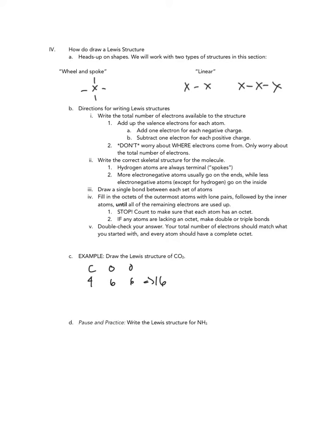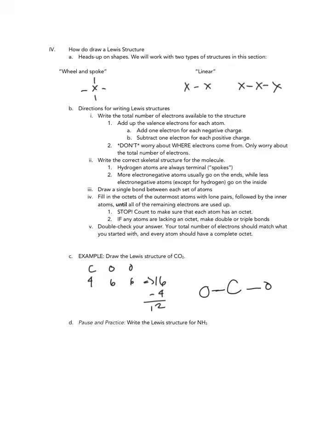Next, we write out the skeletal structure. So with the exception of hydrogen, and we have no hydrogens, we put the least electronegative atom, carbon, in the center. We put each oxygen on the outside. Then we draw a single bond between each atom. We count up how many electrons we've used. 2 and 2 makes 4 electrons, and then we subtract it from our starting value, and we have 12 electrons left over.